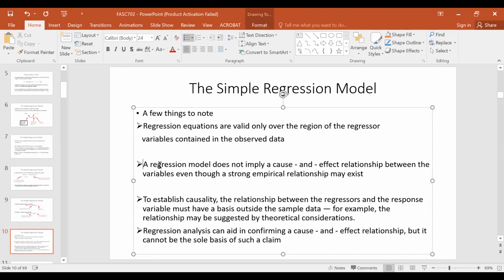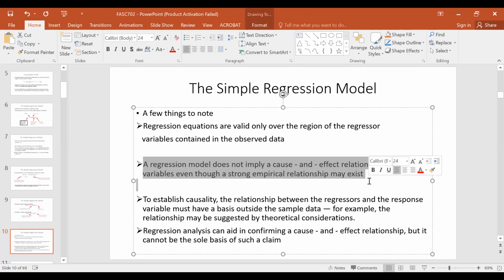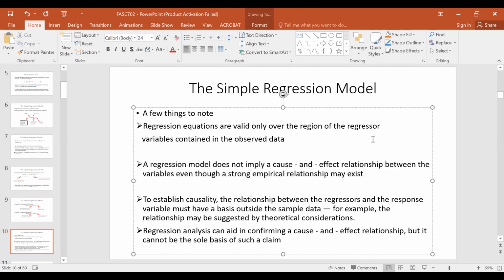Importantly, a regression model does not imply a cause and effect. This is so important to me. A regression model does not imply a cause and effect relationship between the variables, even though a strong empirical relationship might exist.